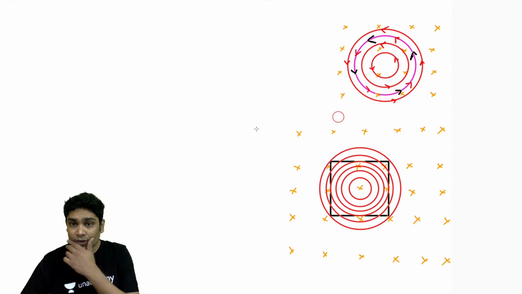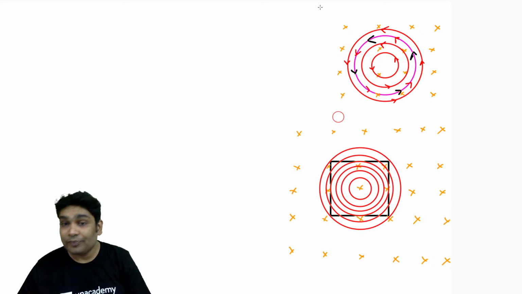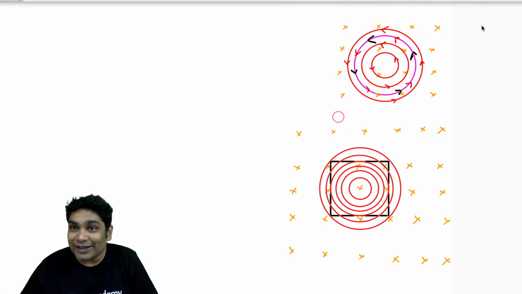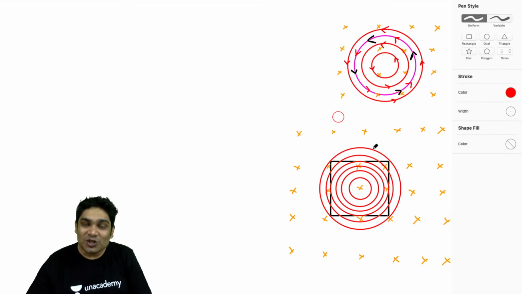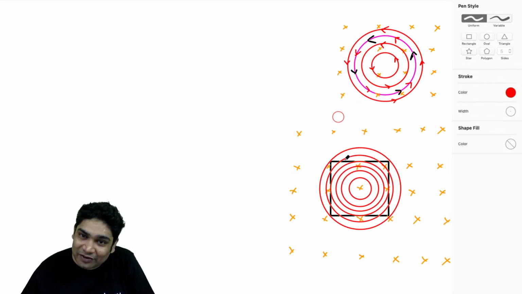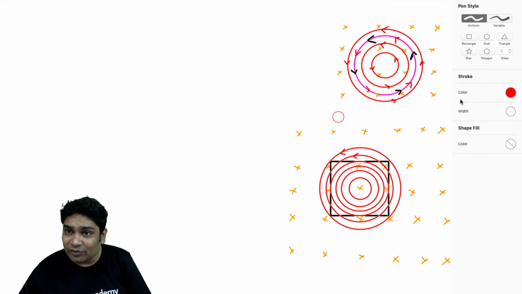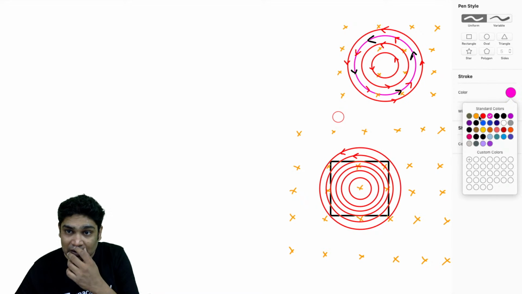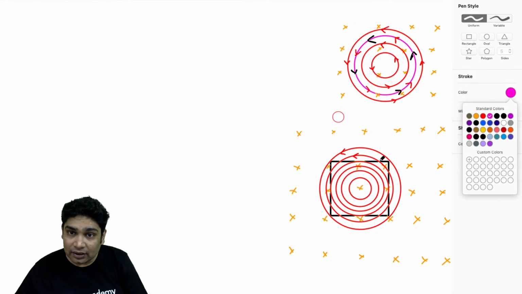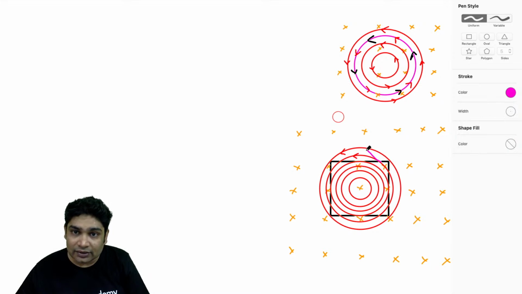So imagine what is happening now. Sorry that took a little bit of time, but I wanted to draw a picture which you can be clear about. At every point, the field lines are going like this. Here the electric field would be a tangent to this. Agreed? So what is the electric field component here going to be like? It is going to be like this.